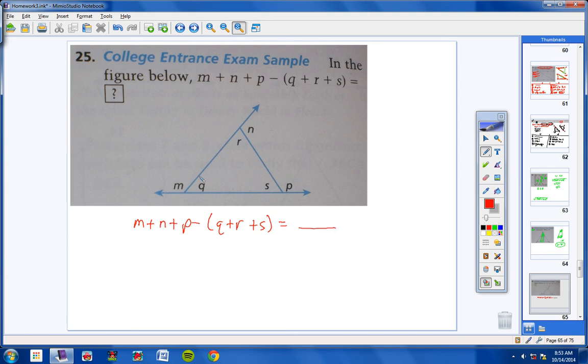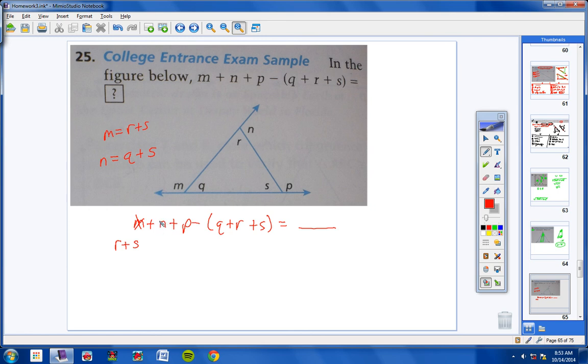See angle m? Well, remember, we learned that an exterior angle is equal to the sum of the two remote interior angles. So for m, I can put r plus s, because m equals r plus s, okay? Now, n equals q plus s. Exterior angle n equals the sum of the two remote interior angles. So don't forget that, okay? It's the theorem that we learned. So n equals q plus s.